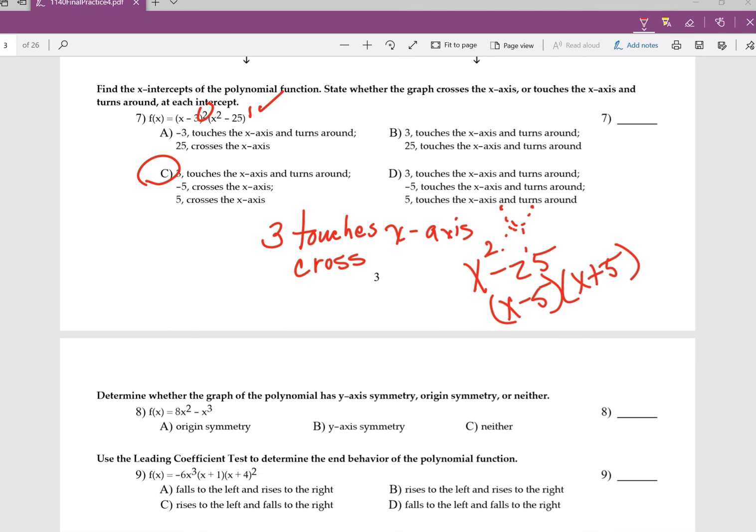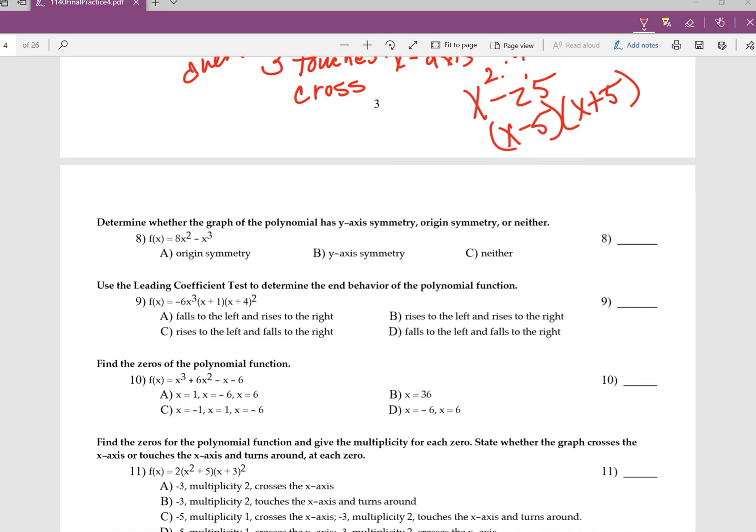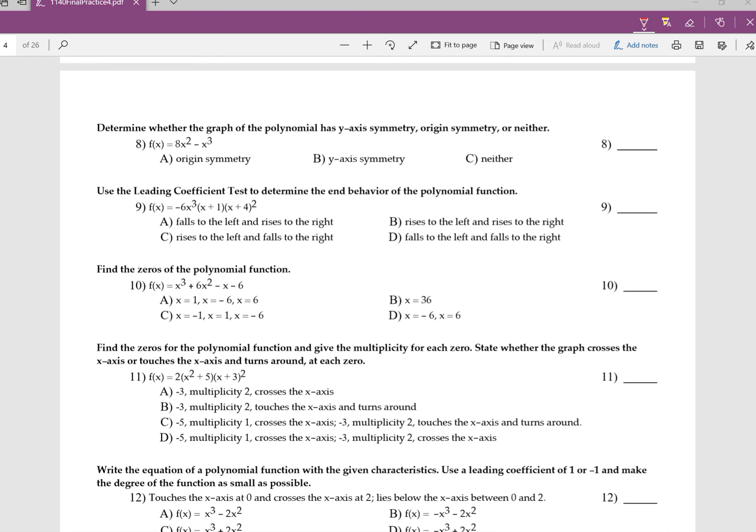Remember, if it's an even multiplicity, like in this case for the 3, you see how you have x minus 3 squared, then it touches the graph. It goes up and down around the graph.